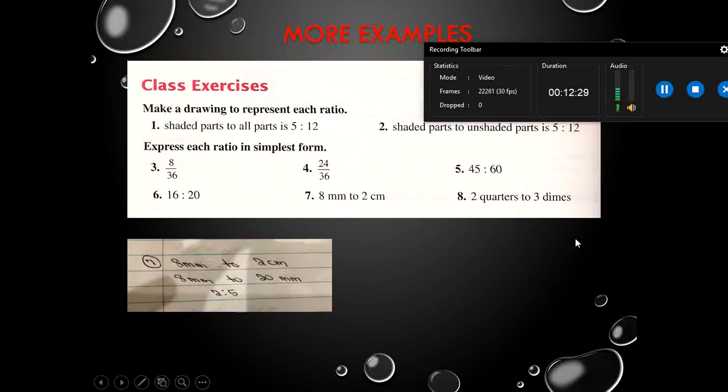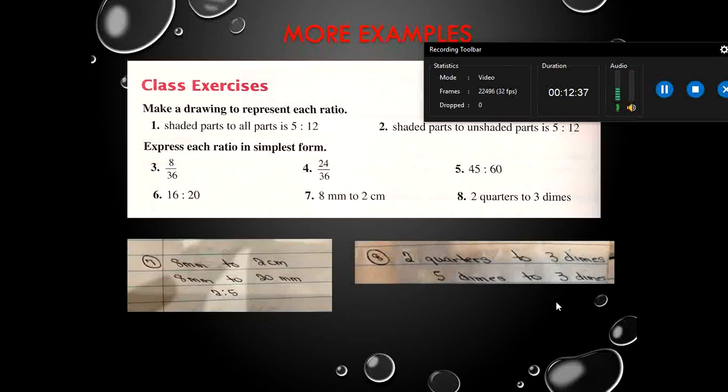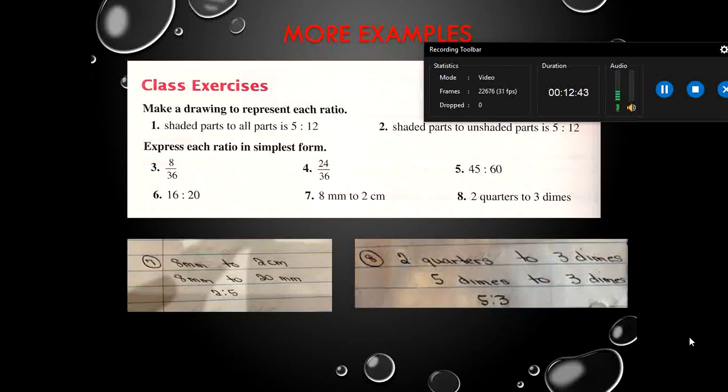In number 8, I know that 2 quarters is the same as 50 cents. So we want to know how many dimes are in 50 cents. So I know that's 5 dimes. And now that they're both in the same unit of measure, I can drop the label and reduce. And ultimately the ratio is 5 to 3.